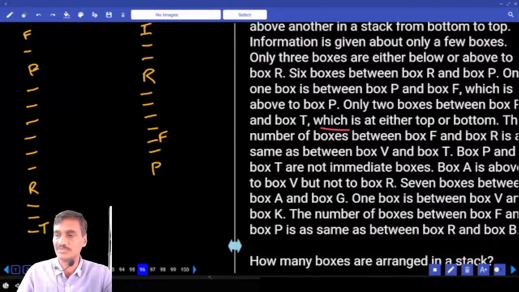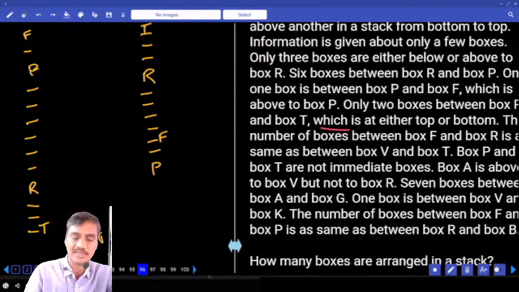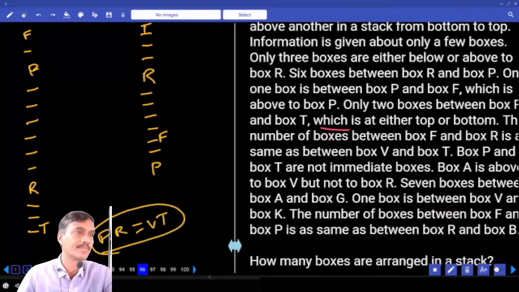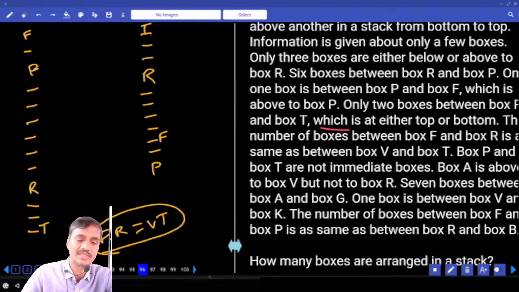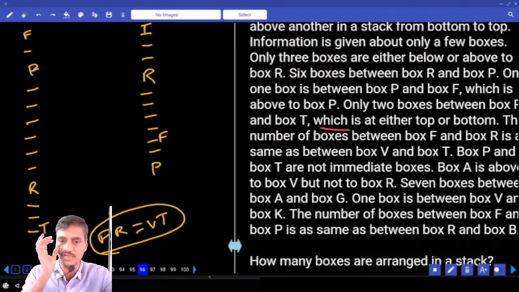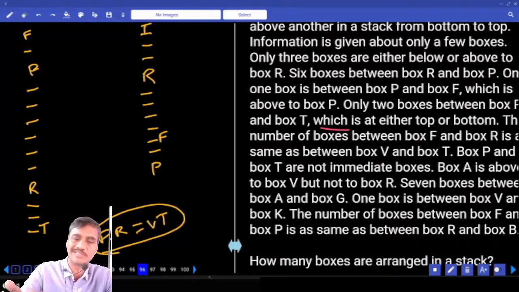And the number of boxes between F and R is same as V and T. అమ్మ ఇన్ఫర్మేషన్ ఎప్పుడు రాసుకోండి పక్కన. Then F and R equals V and T. The number of boxes in between F and R equals to V and T అన్నాం. F and R equals V and T, then F కి R కి మధ్యలో, V కి T కి మధ్యలో same number. Now here F and R మధ్యలో ఎన్ని ఉన్నాయి చెప్పండి? 1, 2, 3, 4, 4 are there. Hence in between T and V we need to have 4.